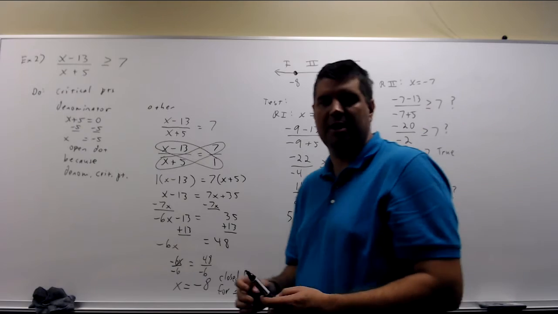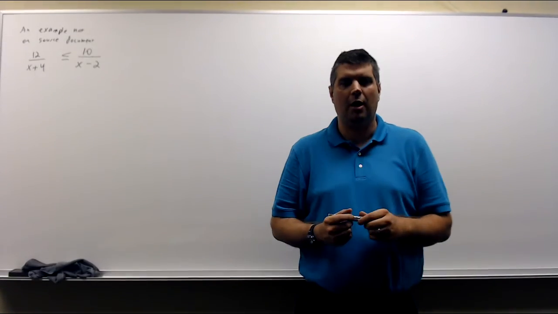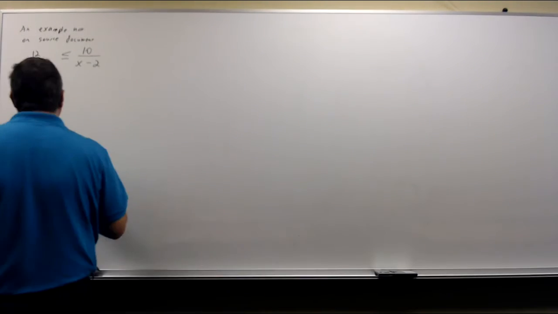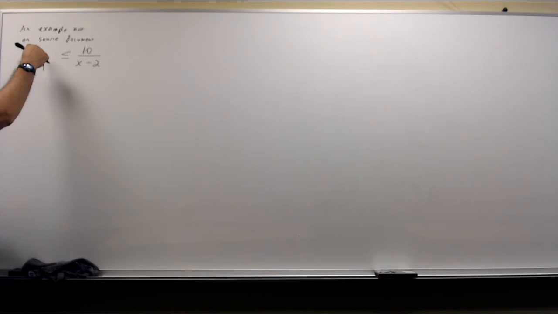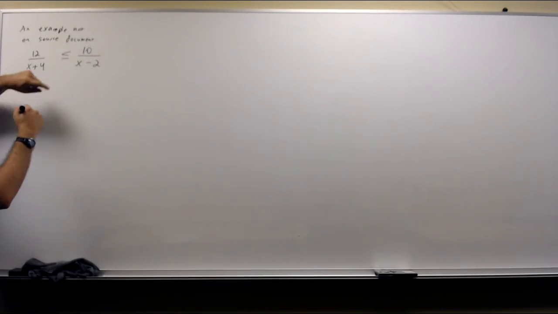All right, I'm going to pause and set up for another example. All right, continuing. Here's an example that is not on the source document. We have 12 over (x plus 4) is less than or equal to 10 over (x minus 2).